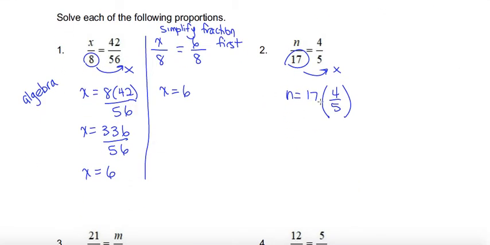So now I do a straight multiplication across. So I'm going to do 17 times 4, which is 68. And then I'm going to divide by 5. So this fraction is in lowest terms, or I could write this as a decimal number. So 68 divided by 5 is 13.6.